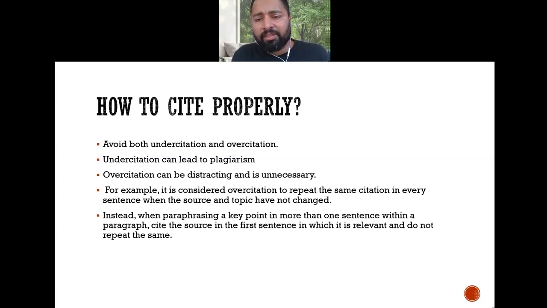The same author is cited everywhere because the same content is repeating. It's not necessary. Instead, when paraphrasing a key point in more than one sentence within a paragraph, cite the source in the first sentence in which it is relevant and do not repeat it in the second sentence. That is a rule. You can adopt that. So remember, over-citation and under-citation are bad. A fair citation is essential.